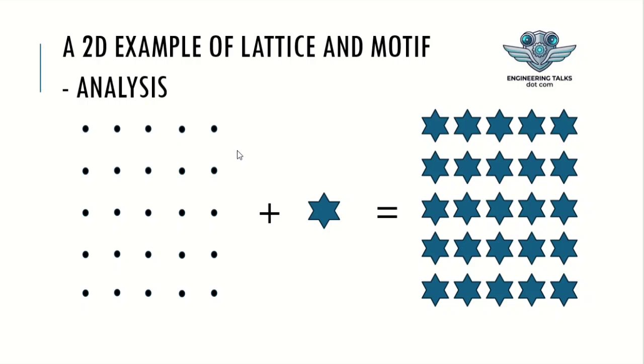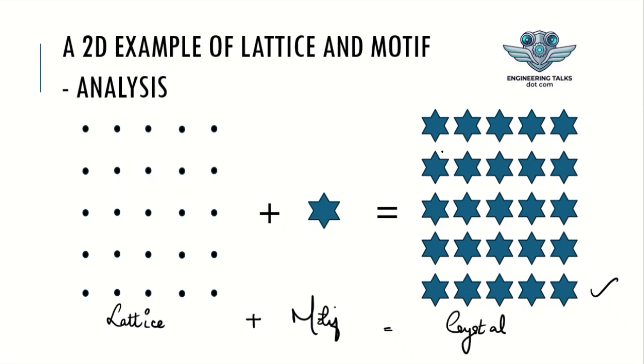If we associate a motif with each of these lattice points, we get the actual pattern. In this case, our motif is star. So we have to place a star at each of these lattice points in identical orientation to get our actual structure. Here in our case, the actual pattern, that is the star pattern. So this is like lattice plus motif is equal to crystal. So the same process can be employed in the case of 3D crystals as well.